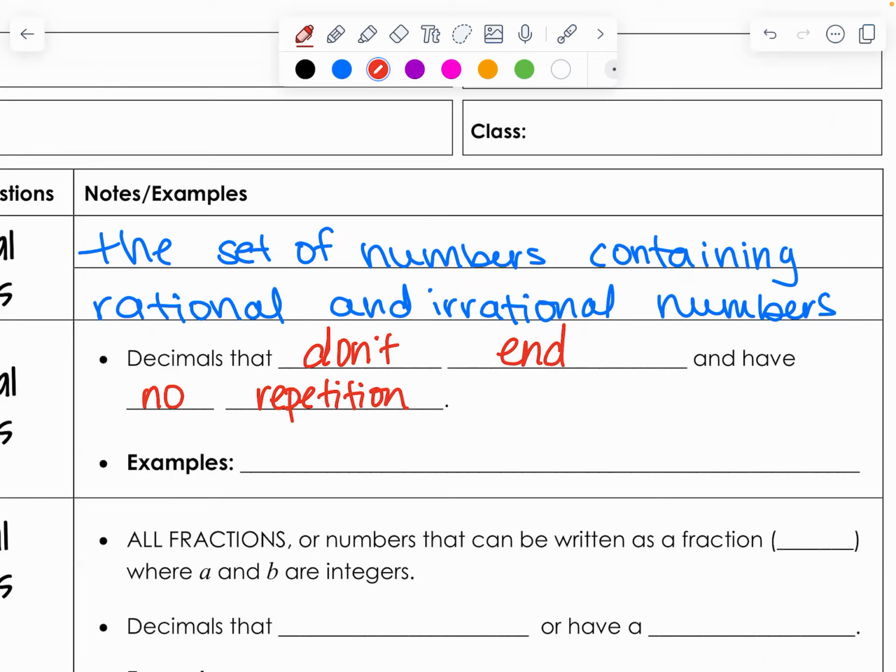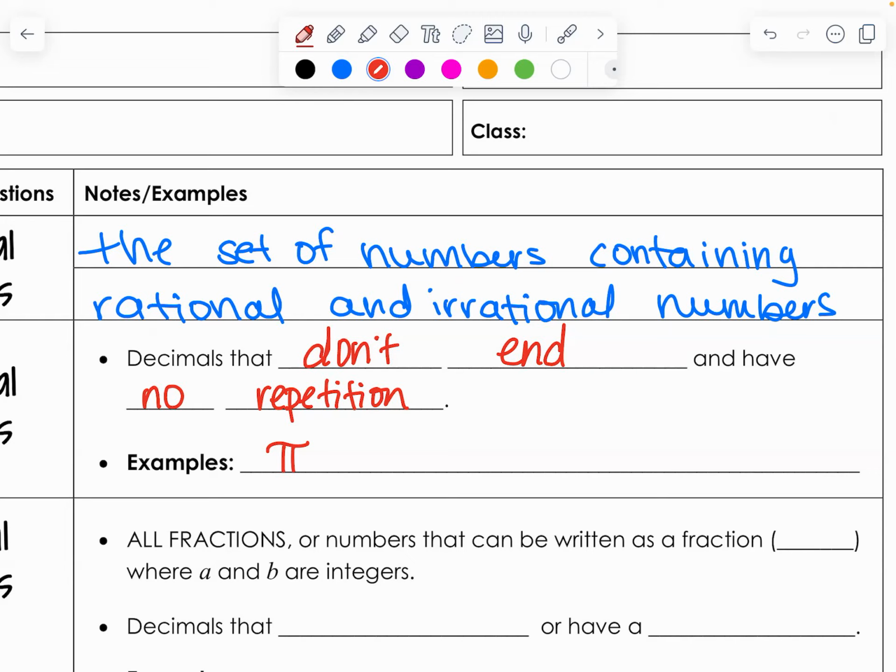What number are you referring to there? Pi. The number pi is an example of an irrational number. 3.1415, and so on. It just keeps going and going. There's no pattern. There's no repetition. It's just a never-ending decimal.